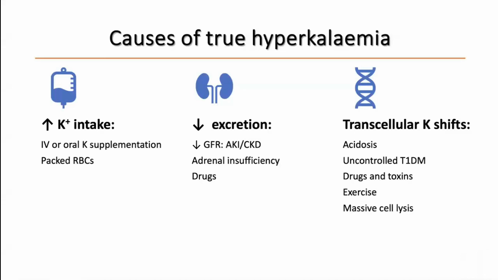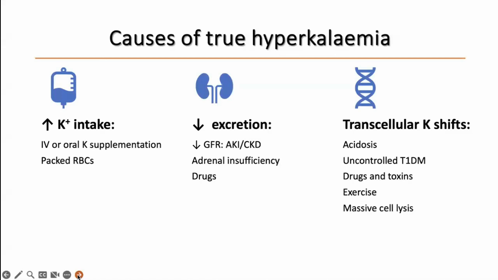And then the third is a transcellular potassium shift. So the most common cause of hyperkalemia is an acidosis. So when you have an acidosis, your hydrogen ion enters the cell preferentially, resulting in a decrease in potassium uptake by the cell to maintain that electrical neutrality. So if you're gaining a positive charge with the hydrogen ion, that potassium ion is not then going to be taken up, and it's going to stay in the extracellular space and cause a hyperkalemia.